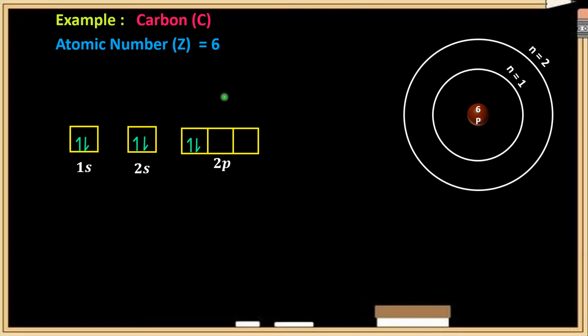Now it is violating Hund's rule. Why? Because here each orbital should be singly occupied at first, then they should be doubly occupied. So what is wrong here? Here 2 electrons are put in the same orbital even though empty orbitals are available. So it is violating Hund's rule, isn't it?